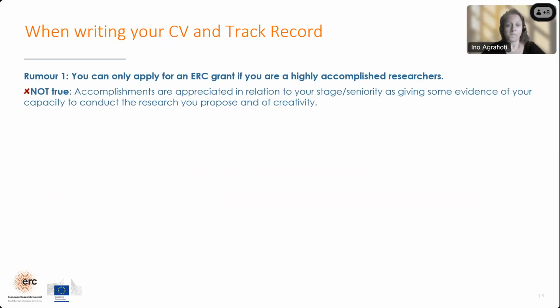And again, there are maybe some rumors circulating about your CV and track record. The first one we often hear is that you can apply for an ERC grant only if you are a highly accomplished researcher. Well, this is not true, because you saw that the definition of accomplishment is really changing according to every discipline and according to your stage. So of course you have to show some capacity, some independence, but this differs from stage to stage. For a starting grant, it's a bit different to a consolidator grant, so the expectations are different.